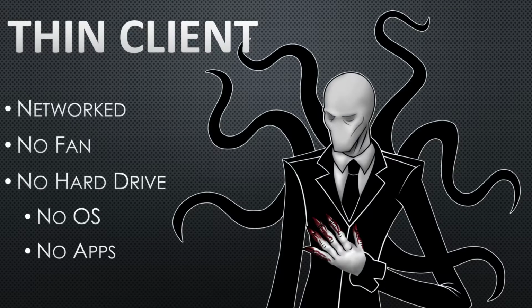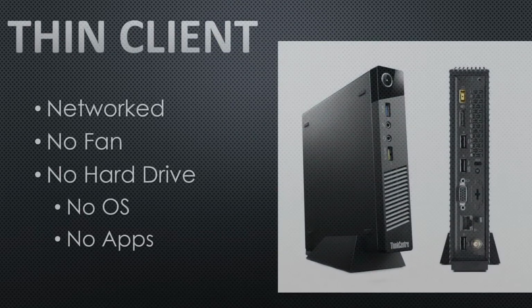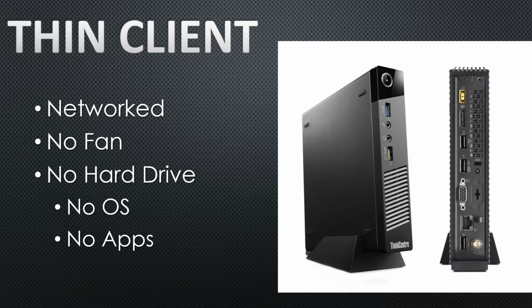Doesn't necessarily have a fan, so it uses less electricity. No hard drive, so there's nothing to fail. All the data is automatically stored in the cloud. No OS, so you update the OS on the server and all the clients are automatically updated. Same with the apps. Central location means you do the job once and then it's copied out to every one of the thin clients. Here's another example of one.